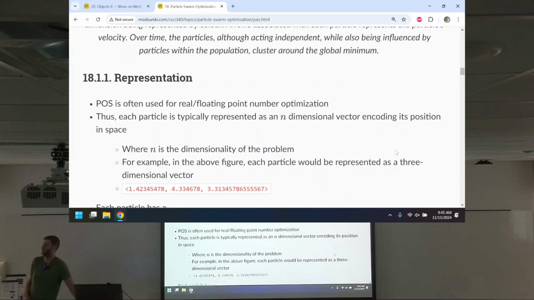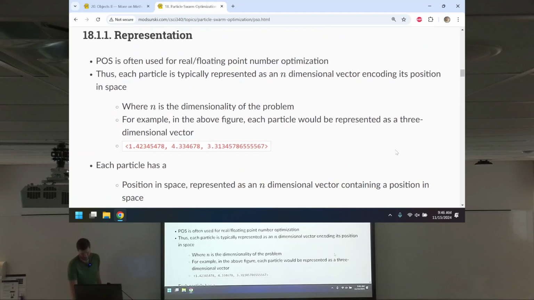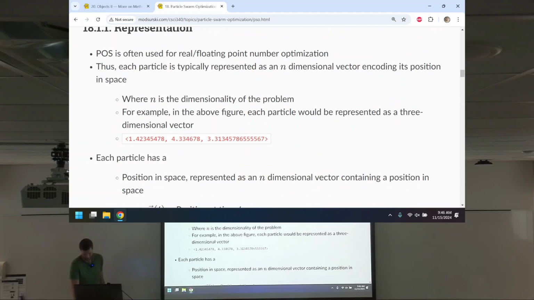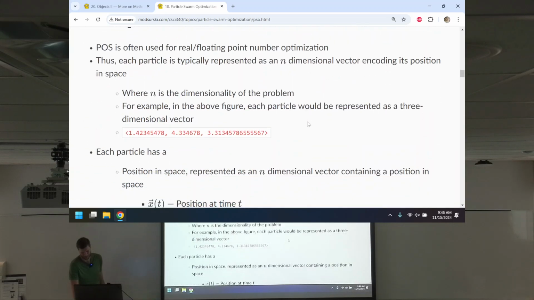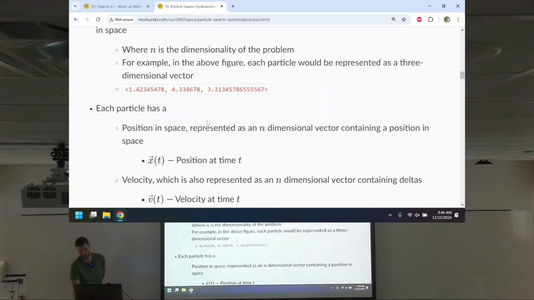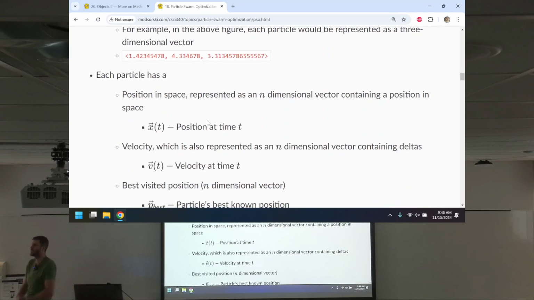Actually, well, so two-dimensional plus its z coordinate, I guess. I feel like maybe I should really call that two-dimensional. I'll fix that later. Each particle has a position in its space, represented as an n-dimensional vector containing a position in space. So the particle's position at time t.